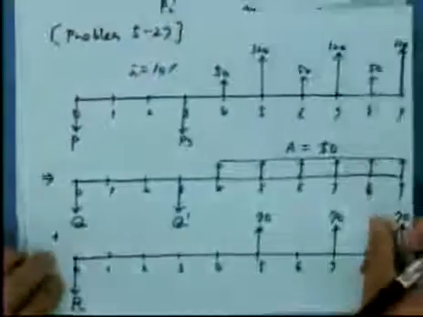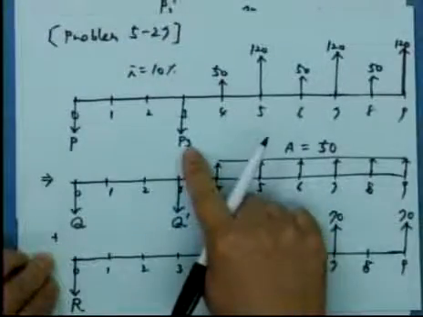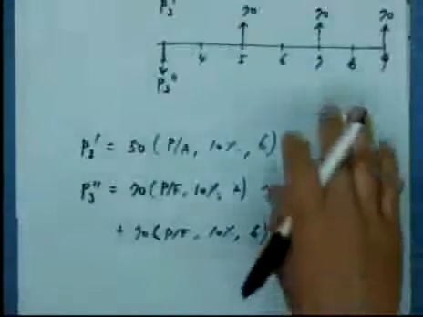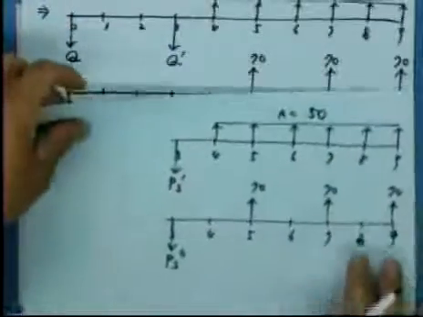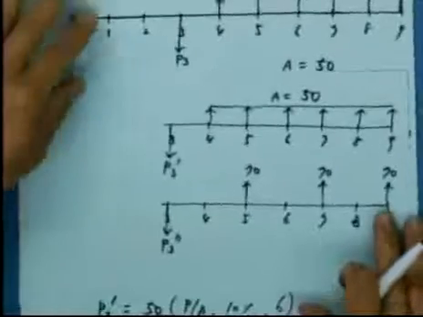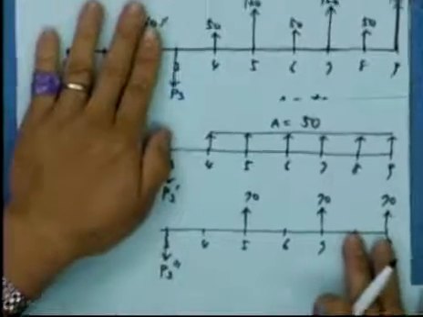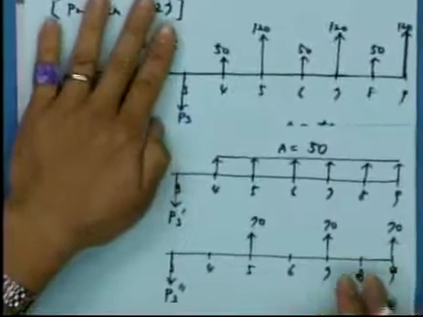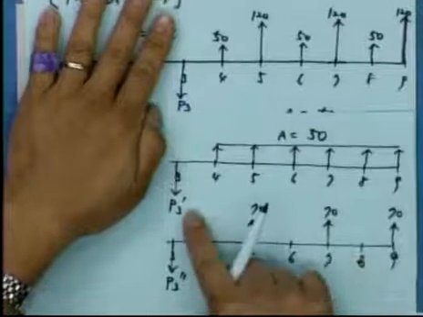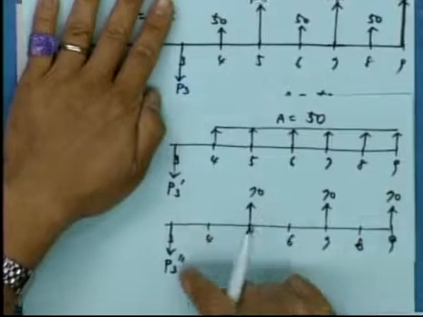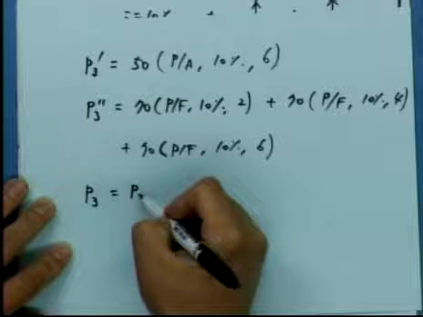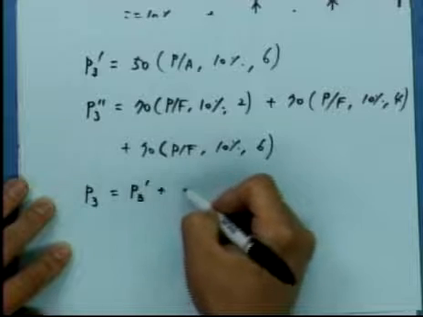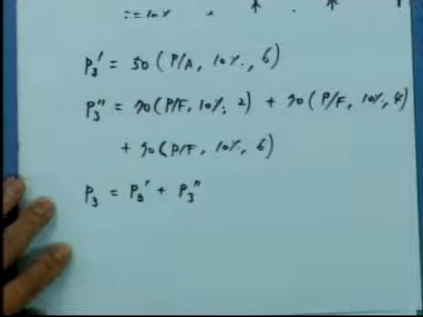So in that case, P3 equals P3 prime plus P3 double prime, right? So let me write down P3 equals P3 prime plus P3 double prime. Okay?